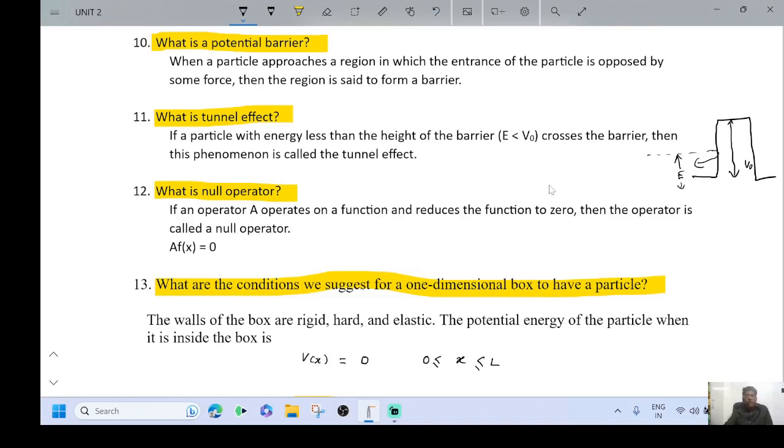What is a null operator? If an operator A operates on a function and reduces the function to 0, then the operator is called a null operator. Here A is an operator which is operating on the function f of x. A with a cap represents an operator. It is operating on f of x and the result is 0. Then A cap is called a null operator. This is our null operator.